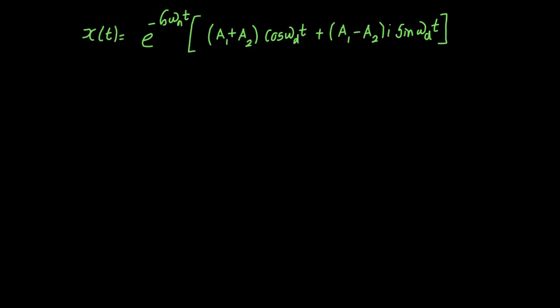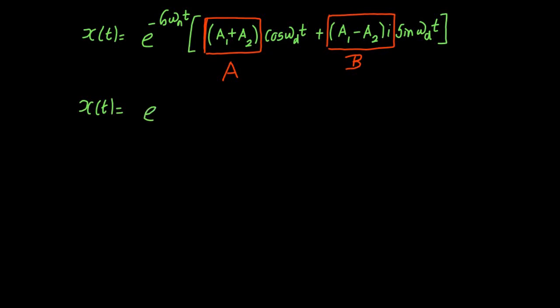Now I'm going to call this term one constant. Let me say it is capital A, and I'm going to call these terms another constant. Let us say it is capital B. Now what happens to the expression? X of t is equal to e raised to the power minus eta omega nt, okay, this is A cos omega dt plus B sin omega dt.